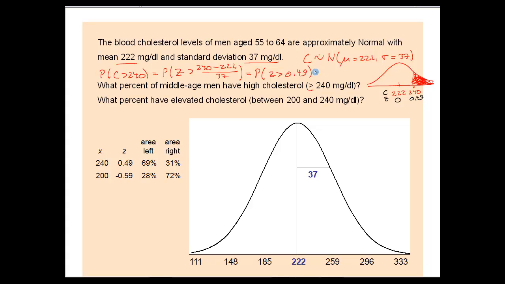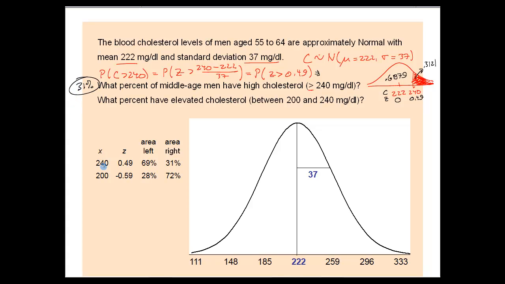Now if I look at 0.49 on my tables, I get 0.6879. And remember, that's the area to the left. Well, to figure out what the area to the right is, I take 1 minus 0.6879, and I get 0.3121. So my answer would be about 31%. So the answer here is about 31%.